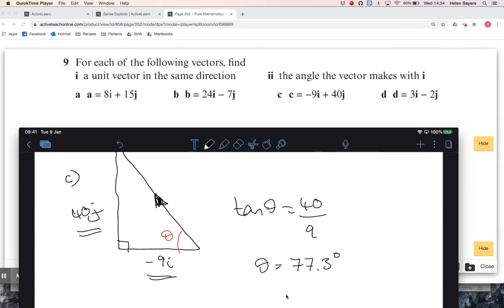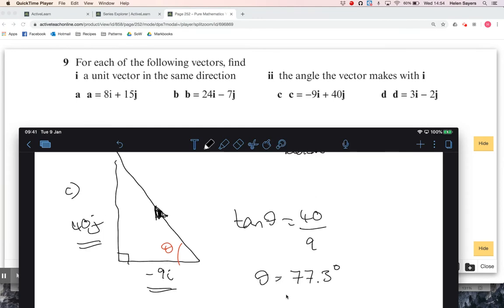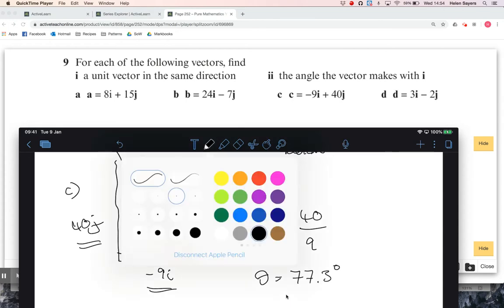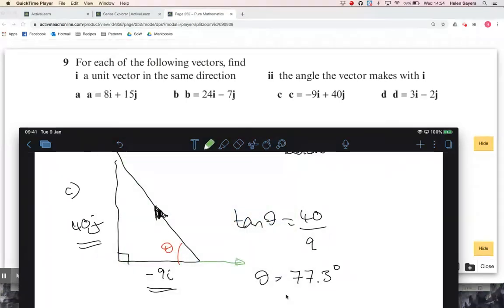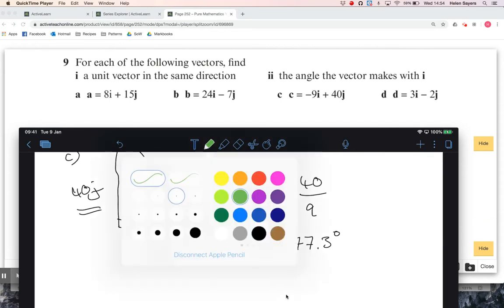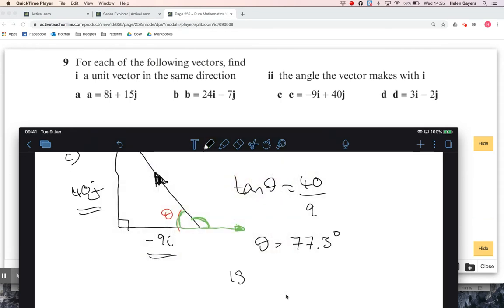And that is, well, actually, if I think, the direction it's going, the angle it's making with the i vector is really, let's grab a different colour. So there's the i vector, I just carry that on. The i vector is going in that direction. So it's really that angle there I want. This is the angle it's making with the negative i vector. Okay, and they might accept either answer, I think, but really that's the angle it's making with the i vector.